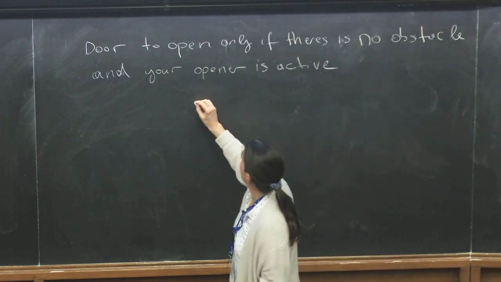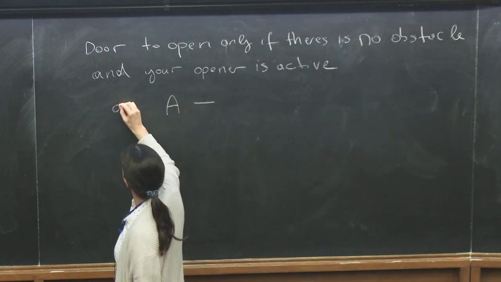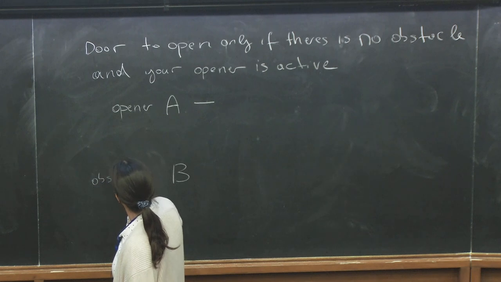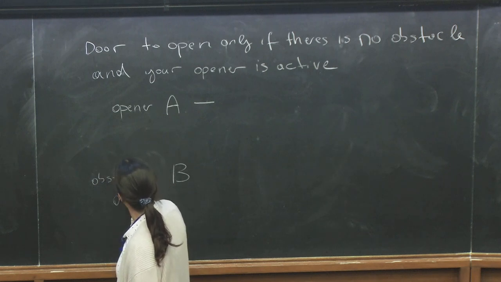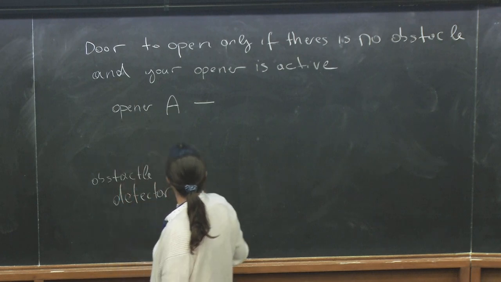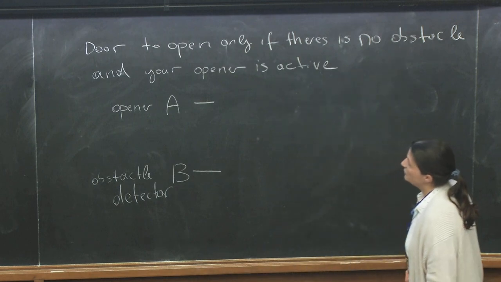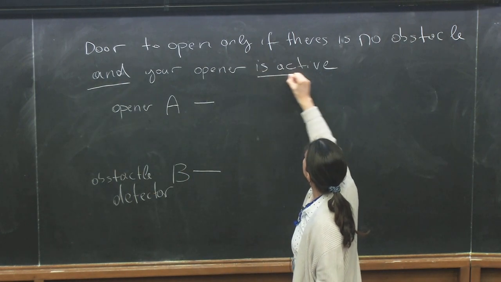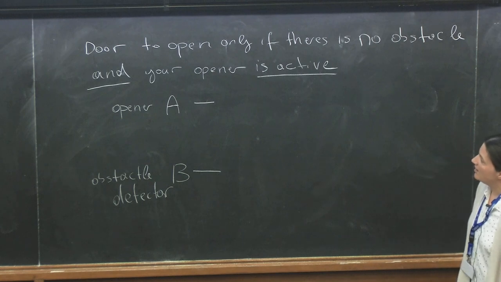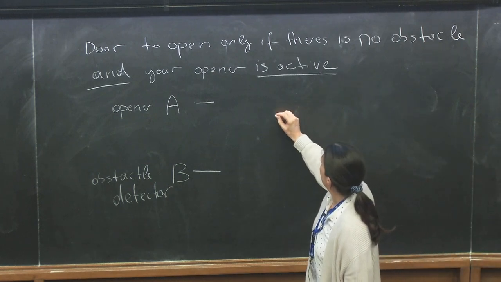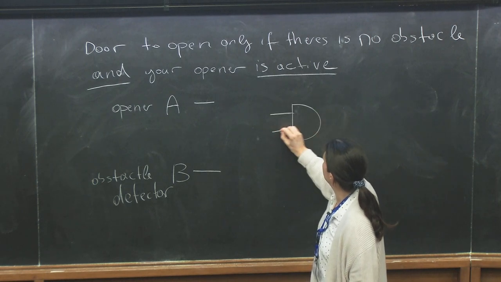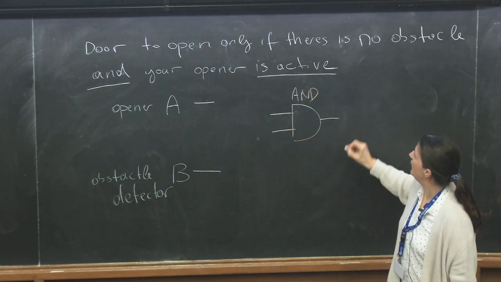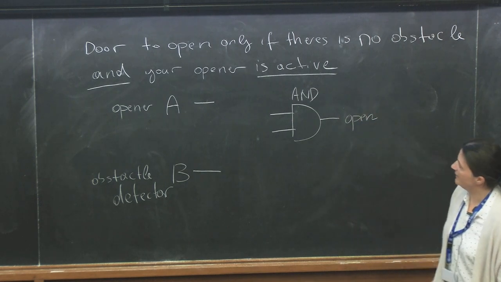So the way you can think about it, A, let's say this is your opener. And B, let's say that's your obstacle detector. So what you typically do is you look at the sentence and it says "and" and "is active." There are a couple of words you can see there. But in any case, at the end of the day, I want to have an AND gate, where both of them have to be 1 in order to get a 1 output to open or close.